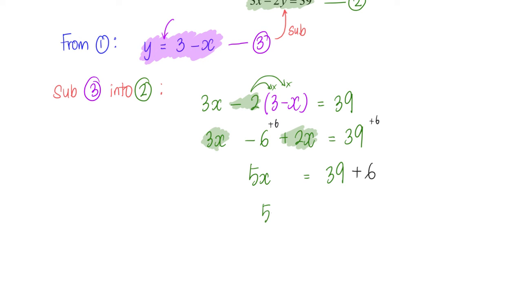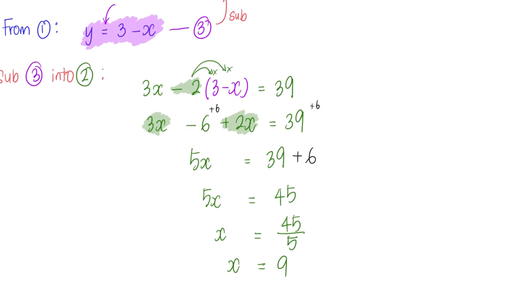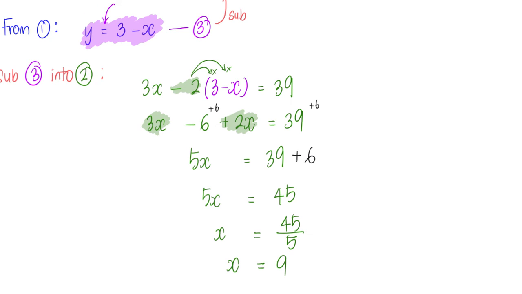I will have my 5x equals to 45, and x will be equals to 45 divided by 5, 9. And the moment I have this, the next step would then be for us to substitute this value of x into any of the 3 equations we have. And Mr. Tan would like to substitute this value of x, which is 9, into equation 3.